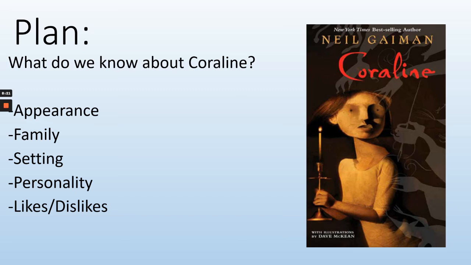Think about her appearance, what you've learned about anything about her family, the setting, what we've learned. Has it just happened in the house? Has she been other places, in the garden, into town? Her personality. What is she like as a person? What are her likes and dislikes? So now what I would do is on your piece of paper or in your book, write down your plan about Coraline, including these headings. What do you know about her so far? And this will help you with your character description. Pause the video now to write your plan.